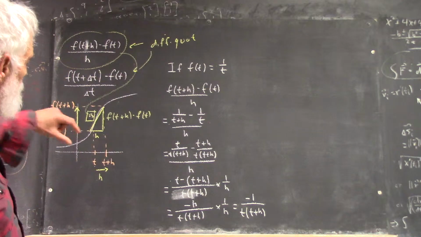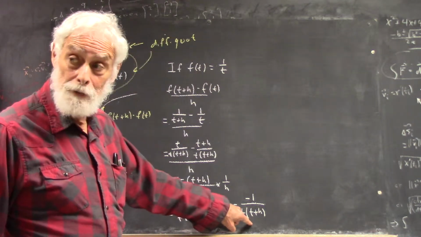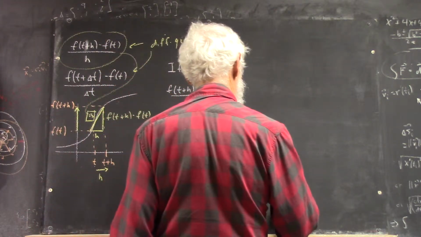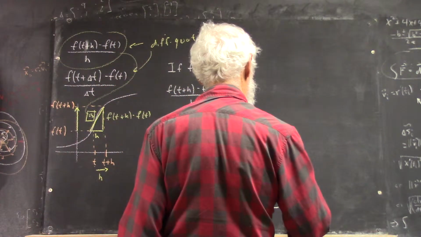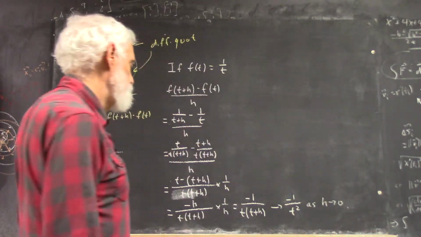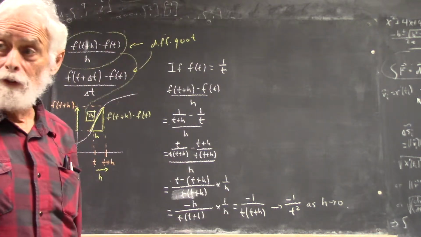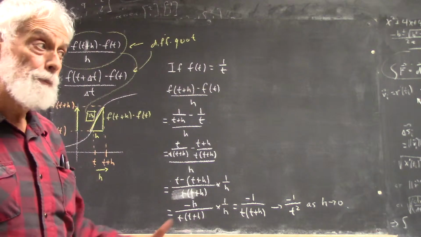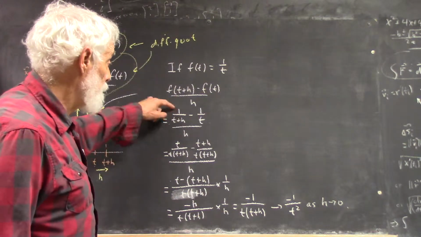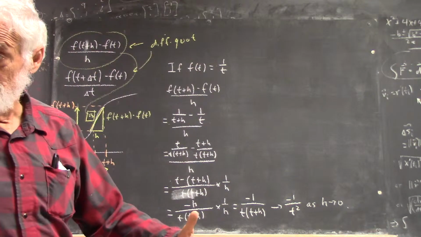As h approaches 0, this approaches negative 1 over t squared, doesn't it? Okay, none of this is horribly difficult to understand. So make sure you understand as much of it as you possibly can. It's just an exercise in algebra after you write this down. Okay? And it's an important exercise in algebra.